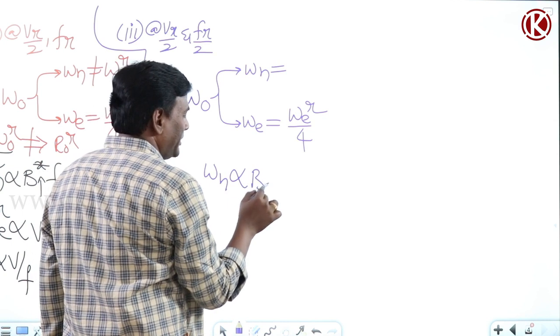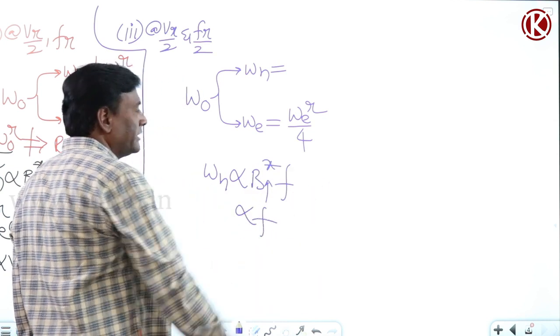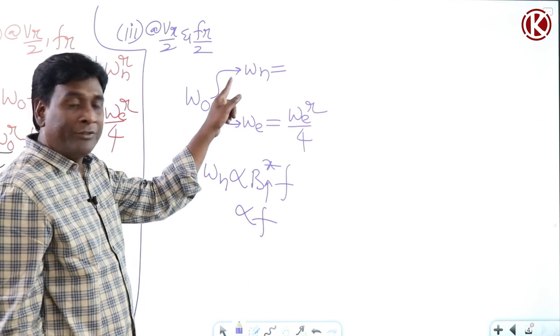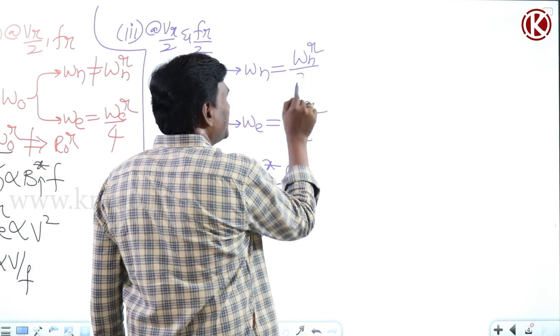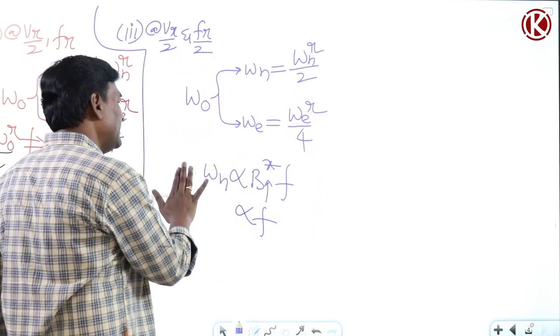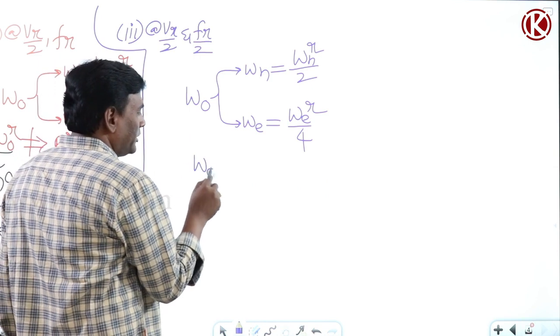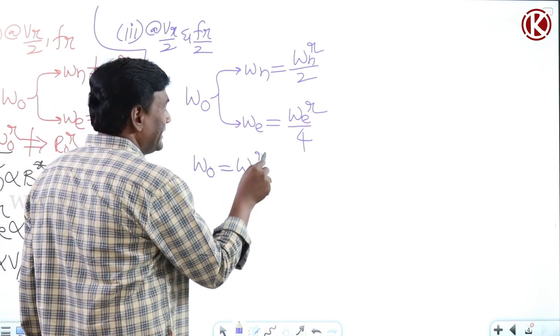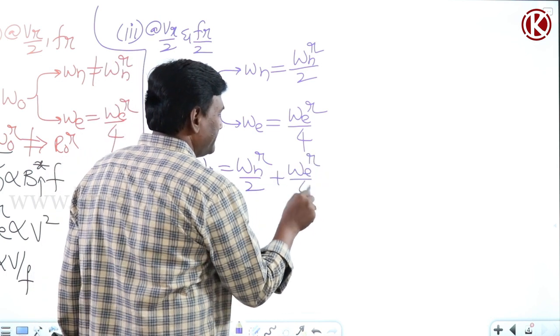Now, if you think of hysteresis, what is hysteresis loss? Directly proportional to B max to the power of X into F. B max is constant, so directly proportional to F. Now, frequency is half. So, hysteresis loss is rated by 2. So, what is W0 now? W0 equal to hysteresis rated by 2 plus eddy current rated by 4.